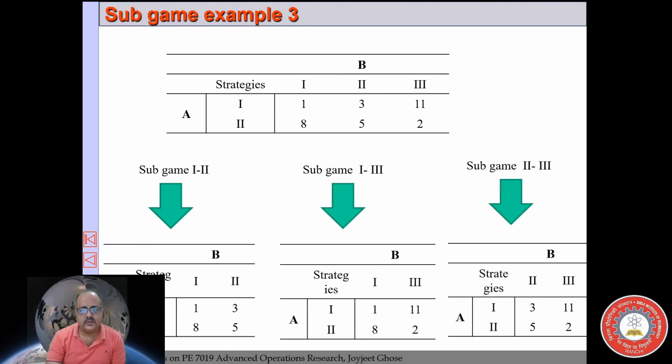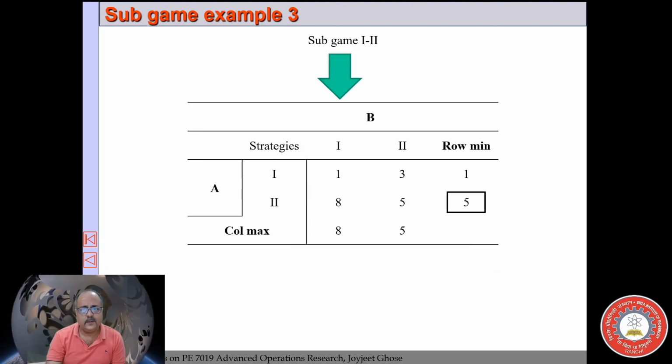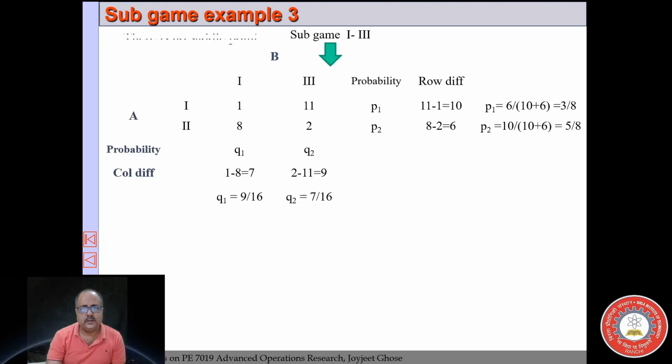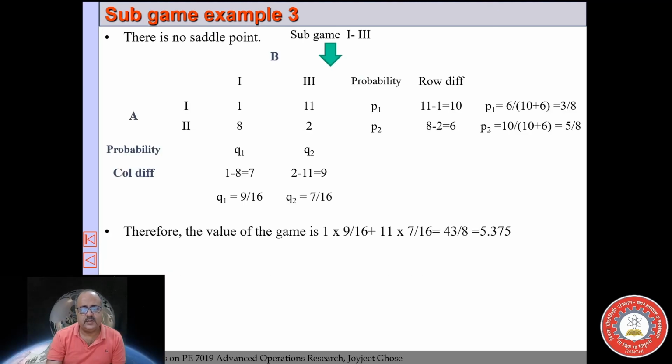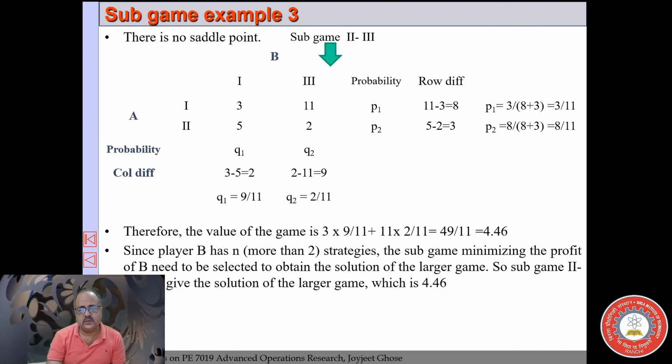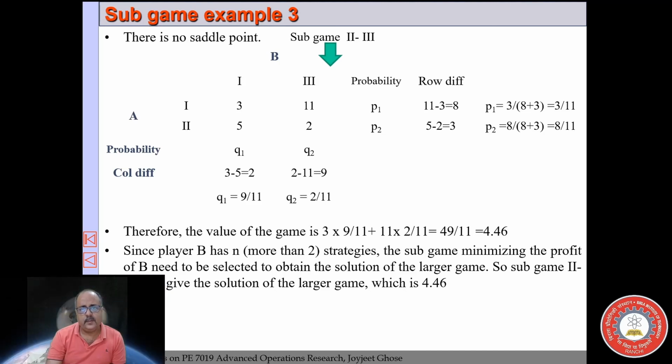So we have divided it into 3 games. There exists a saddle point, 5. This is 5.375 and this is 4.66. So it is the smallest one, so this will be the value of the larger game.